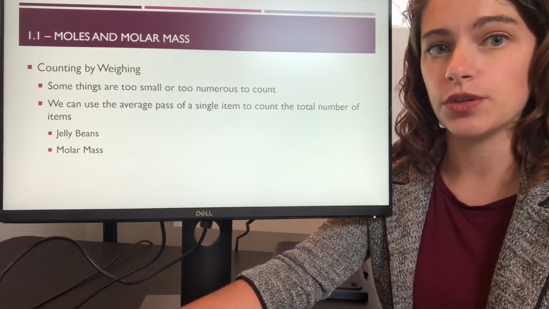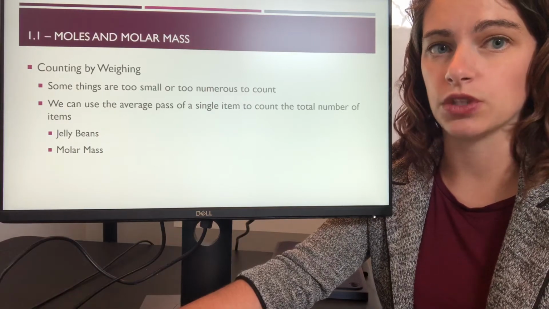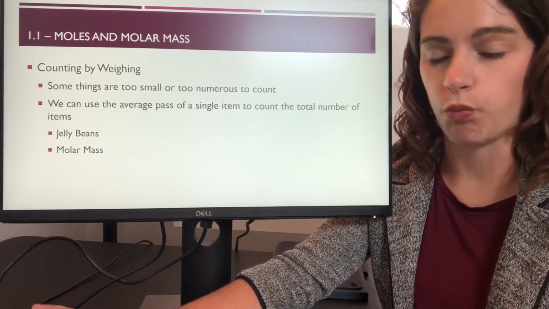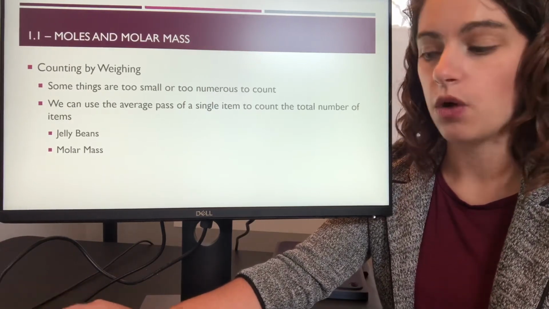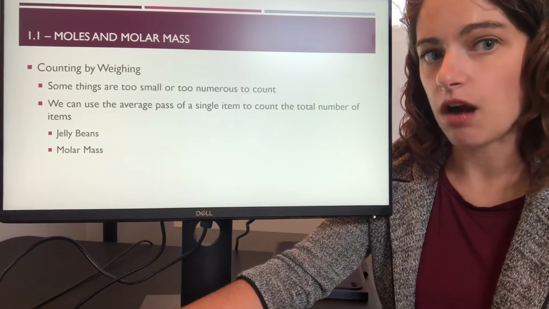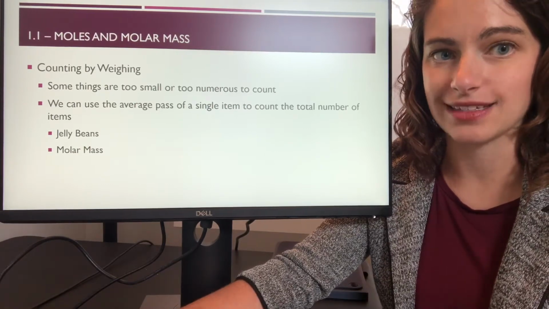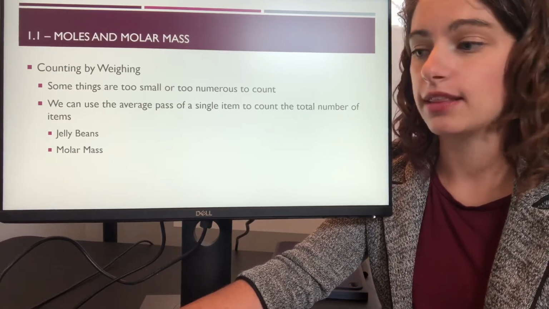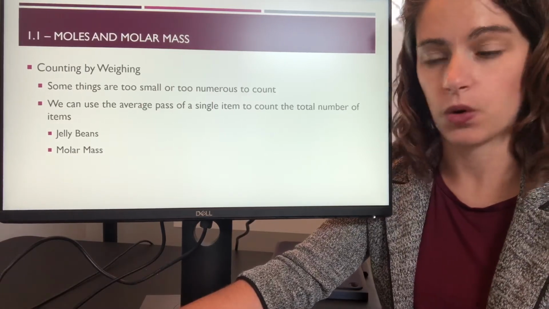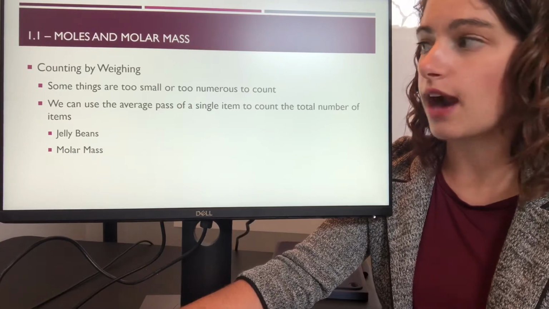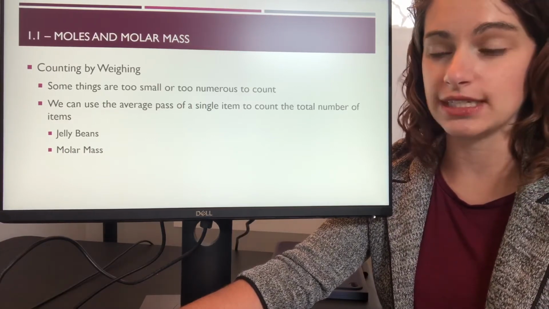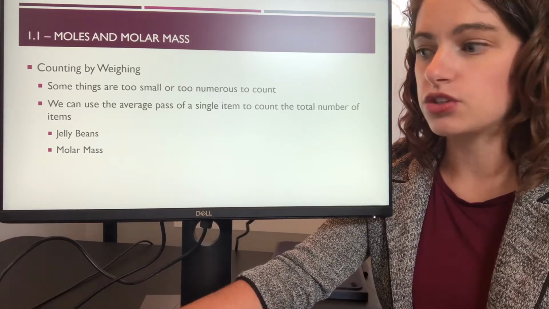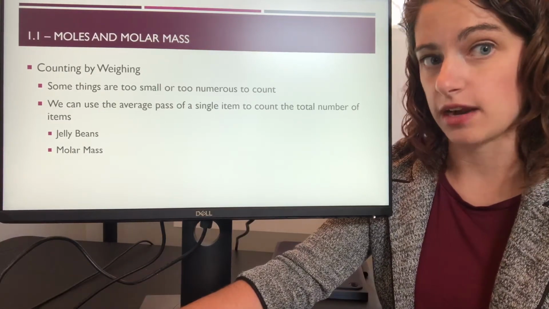So first, I want you to remember that oftentimes when we're talking about substances, whether it's compounds, atoms, whatever, general term particles, we often need to know how many there are, not necessarily what their mass is. However, they're so tiny, we can't actually count them. Therefore, we have to count by weighing them, or count by knowing their mass. So they're either too small or too numerous to count. So we can use an average of a single item to determine the total number of items.